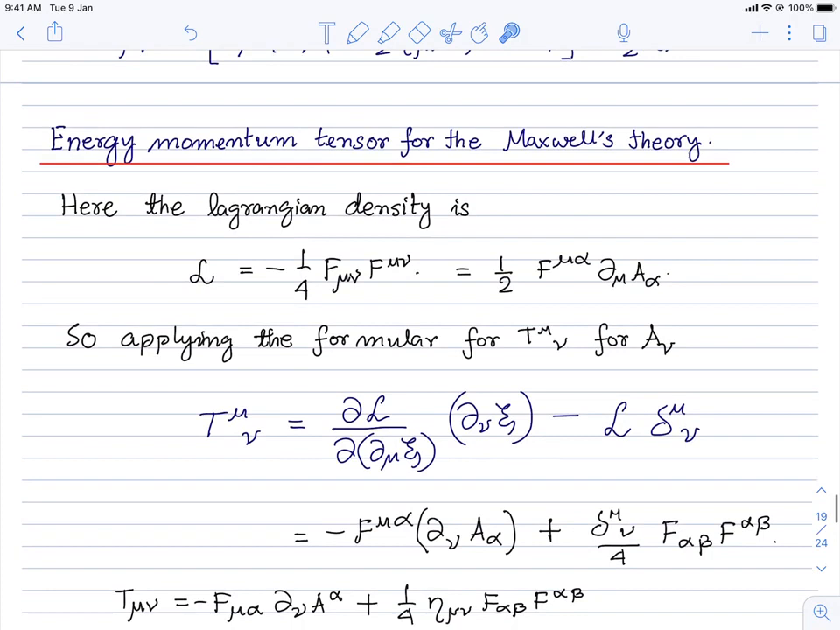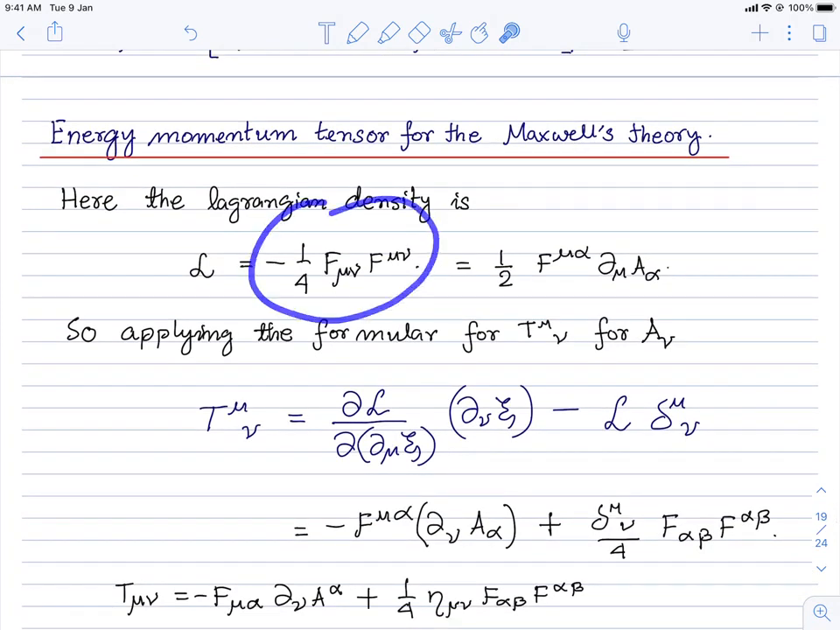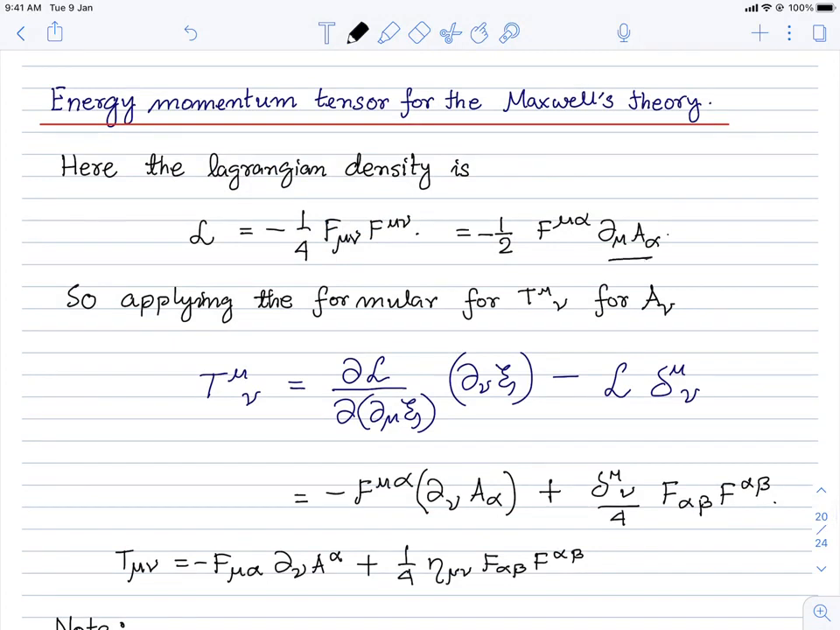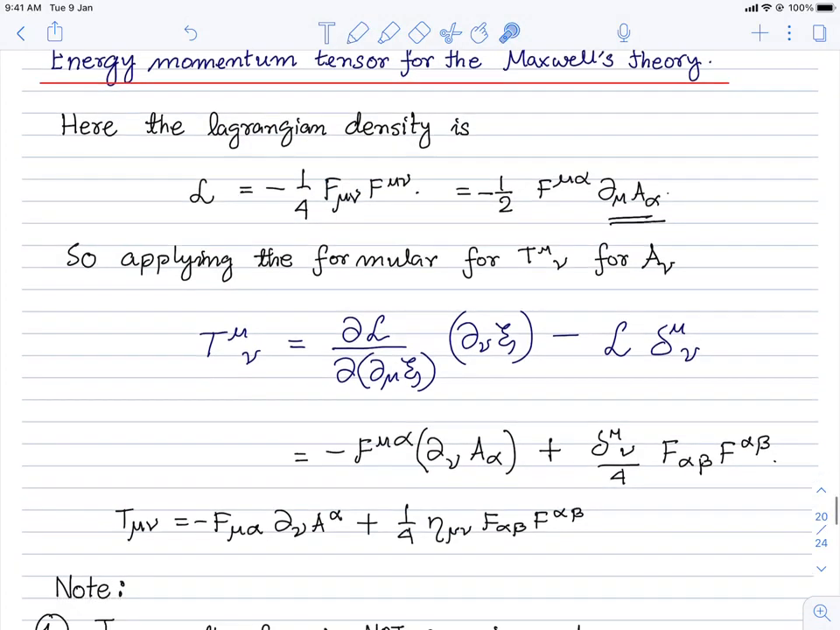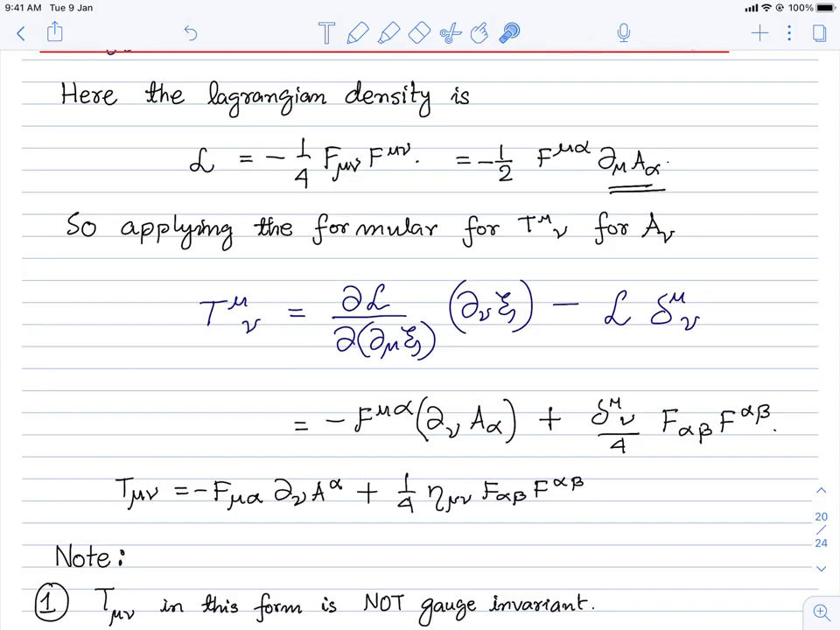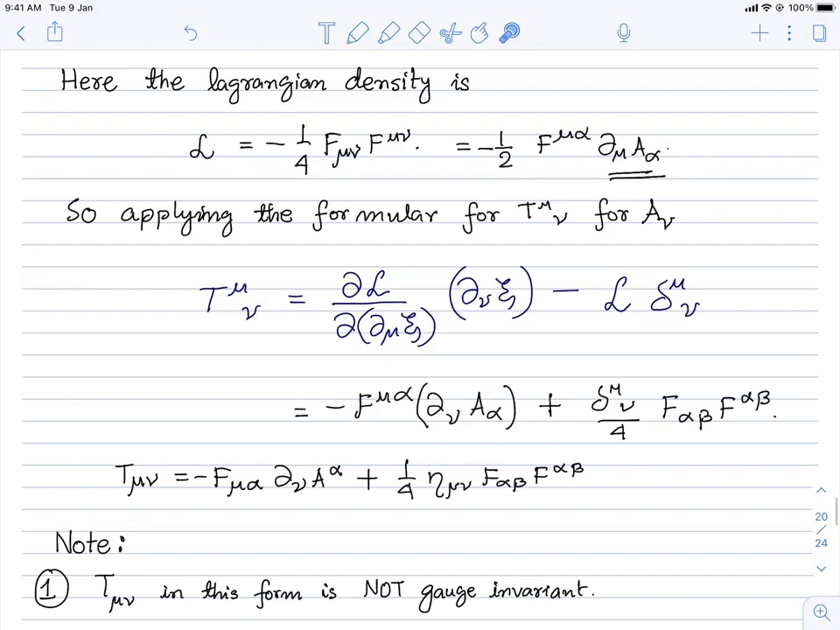Good. Now it's time for Maxwell's theory. This is my Maxwell's Lagrangian density. There's a minus sign here, so minus half. Again, I'm writing this in this particular form. Now I can use the formula here. If I use the formula, this term becomes minus f mu nu. There's a del mu of this object, and this xi essentially is my components of the A vector, A alpha.